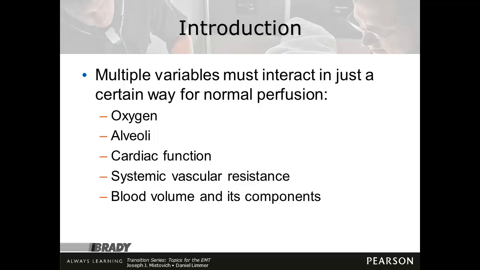Many variables must interact in a particular way for normal perfusion. Perfusion is the delivery of oxygenated blood and glucose to the cells and removal of carbon dioxide and other waste products. For perfusion to be adequate, oxygen must enter the alveoli, cross the alveoli capillary membrane, attach to a hemoglobin molecule, and be transported through the blood to the cells. The blood composition, cardiac function, and vascular resistance all contribute to the movement of oxygenated blood out of the alveolar capillaries and to the cell beds.